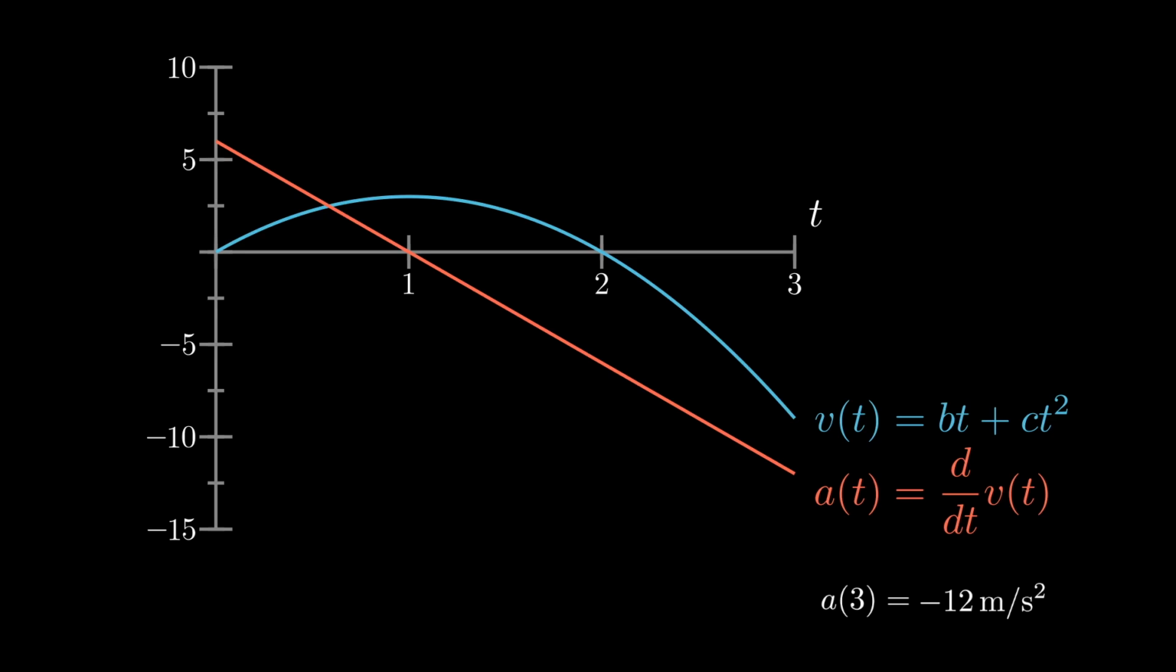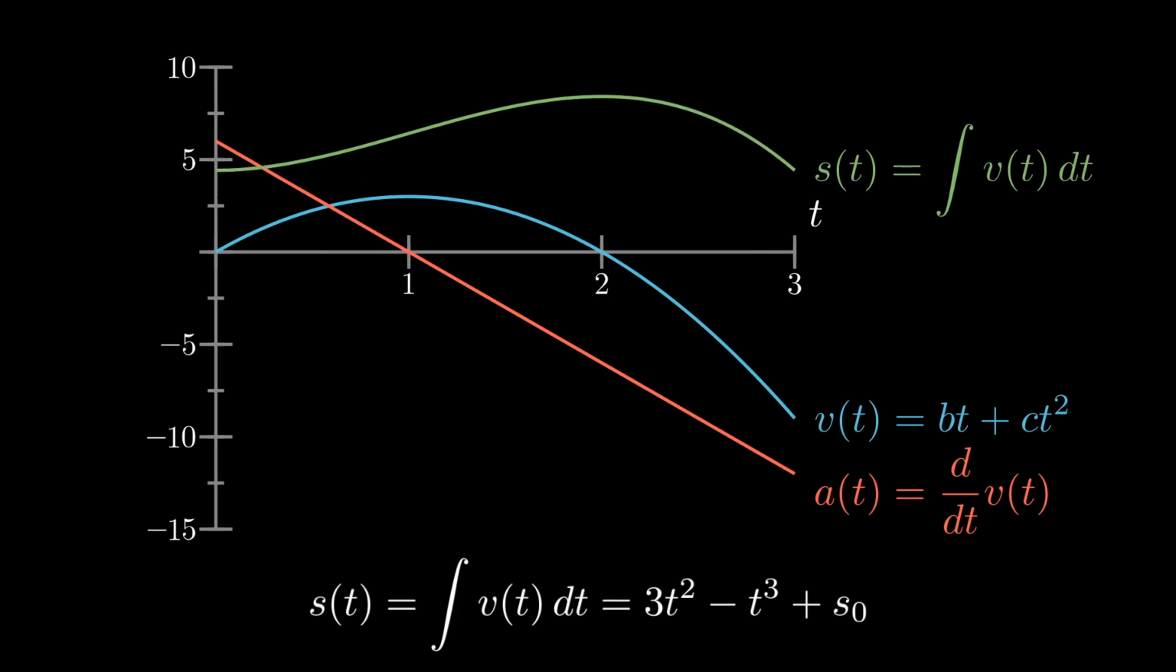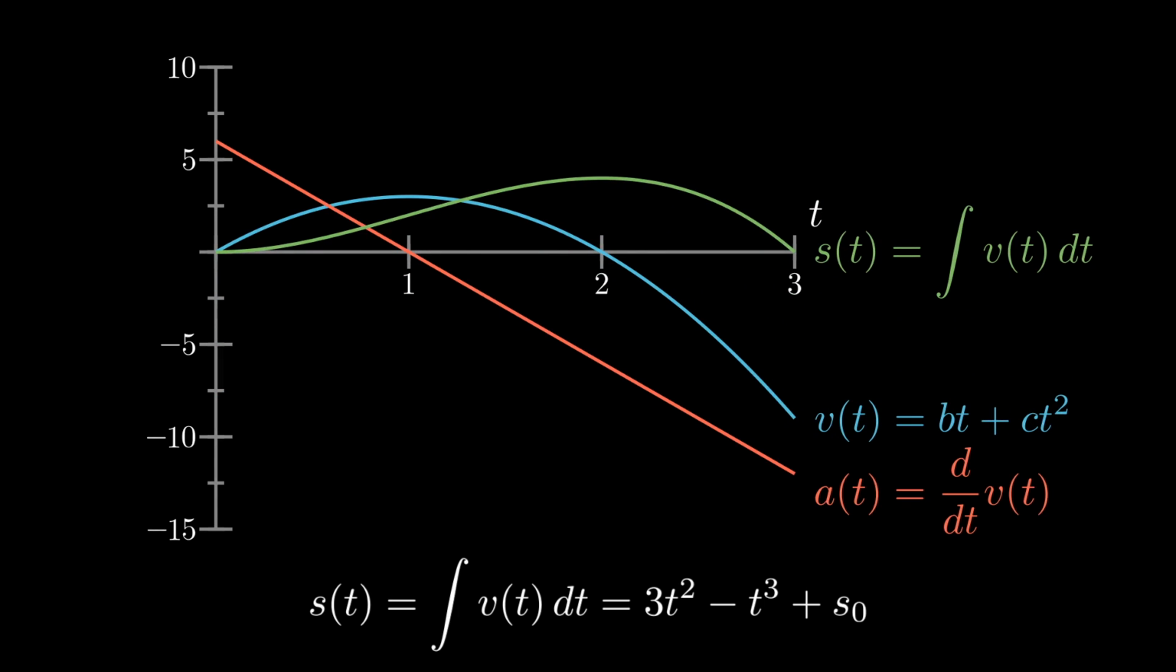The second part of the problem asks us to find the distance traveled during that time and the average speed. We'll need to find the position function in order to do so. We can find the position of a particle by integrating its velocity with respect to time. Taking the integral gives us s at t equals 3t squared minus t cubed plus a constant of integration which I call s naught. Because of the integration constant, the position function can shift up or down by any amount, and the exact amount depends on the initial conditions.